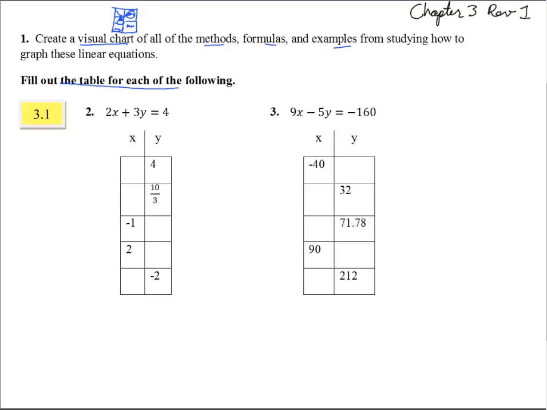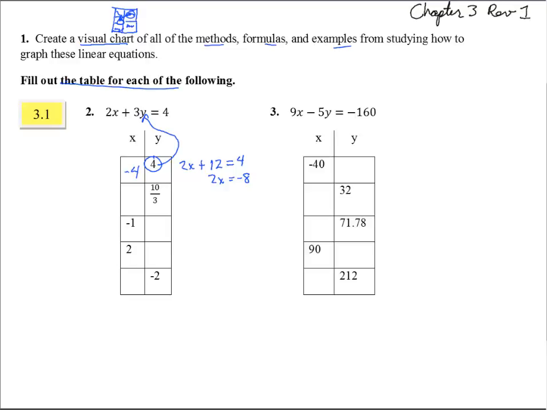Now, number 2, fill out the table for each of the following. So here we have the x's and the y's. We're going to stick them in. We're going to start with this guy. We're going to stick it in right there, and we get 2x plus 3 times 4 is 12 equals 4. Subtract 12, we get 2x equals a negative 8. Divide by 2, we get x equals a negative 4.